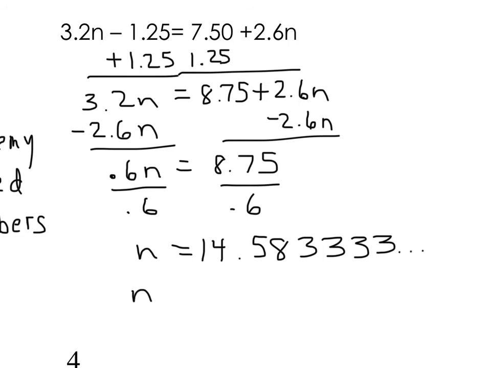So we can't write all that down. We need to decide how we're going to round our answers. And just as a general rule for this class, what we'll do is we'll write down 3 decimal places. The number after our last decimal place is a 3, so we round that to a 3.